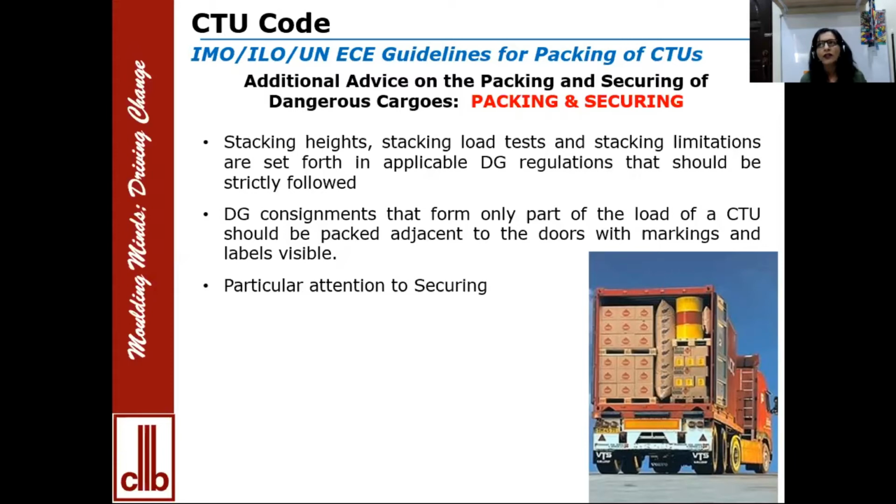DG: if you have a CTU that has non-DG and DG, then the DG has to be closer to the door. And because you only need to mark and label one side of the package, you must make sure that the marked and labeled side of the package is oriented towards the door of the CTU, the container. So when you open it, you can see it straight away.